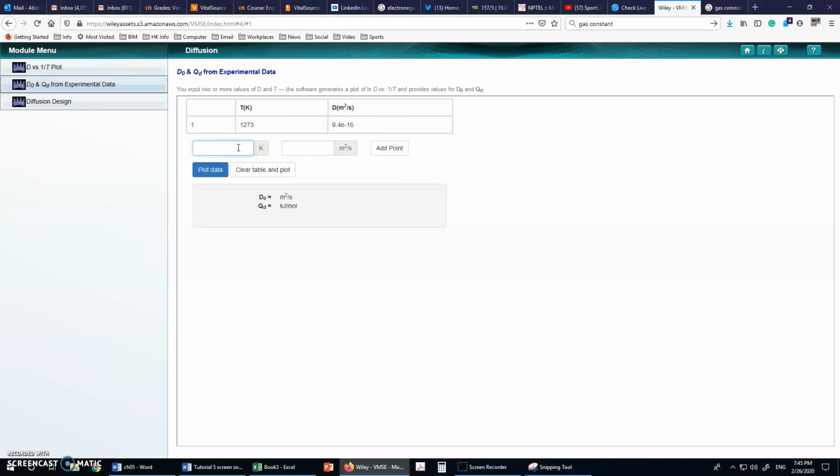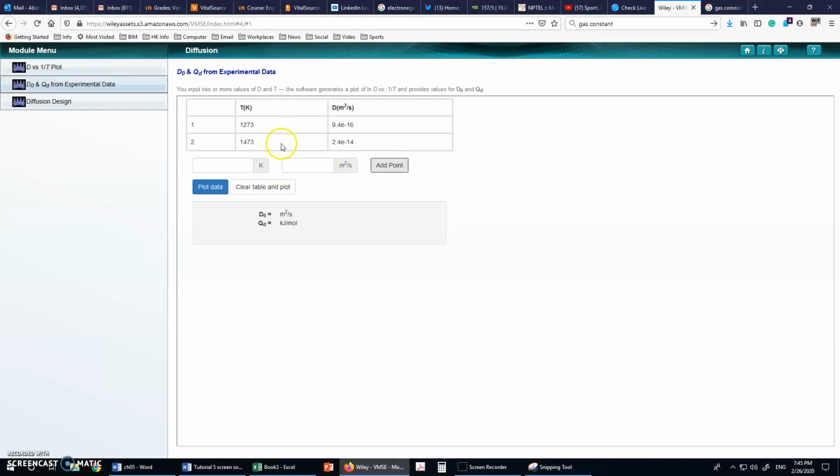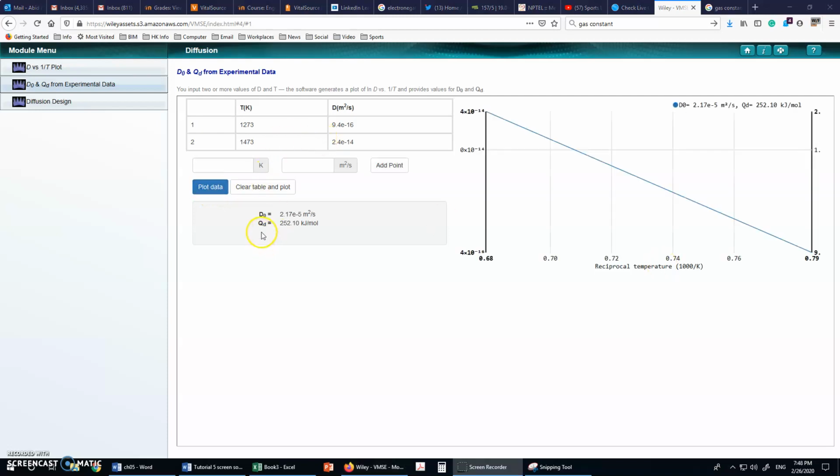The other value was 1473 Kelvin and the diffusion value was 2.4 into 10 to the power minus 14, so it should be entered as 2.4 e minus 14. So add this point. Now we have added these two points, so we can plot the graph by clicking this plot data. The values of D naught and QD are here, which we can see. These are the values we calculated before, so we got very nearly those values.